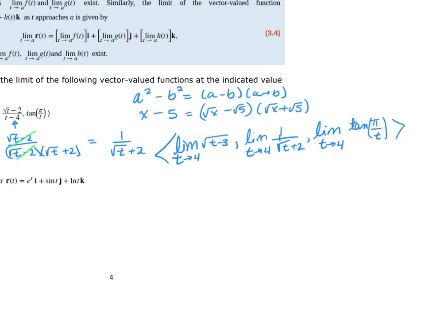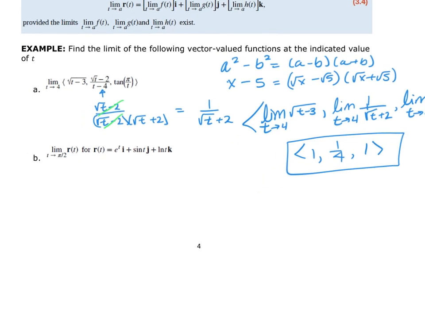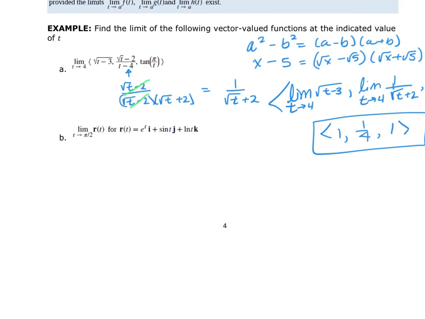So I can do a direct substitution, and when I put in 4 here, I'm going to get 1. When I replace t with 4 in the middle, I'm going to get 1 over 2 plus 2, which is 1/4. And I put in 4 here. The tangent of pi over 4 is 1. And so that is the answer for that one. That was a little bit of work, not too bad.